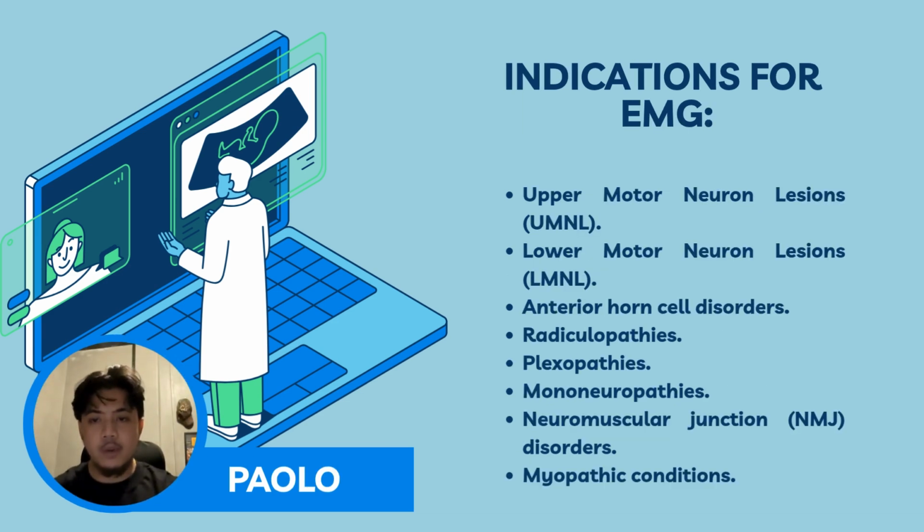We're going to be talking about the indications for electromyography, or EMG. So first would be upper motor neuron lesions, lower motor neuron lesions, anterior horn cell disorders, radiculopathies, plexopathies, mononeuropathies, neuromuscular junction disorders, and lastly, the myopathic conditions.